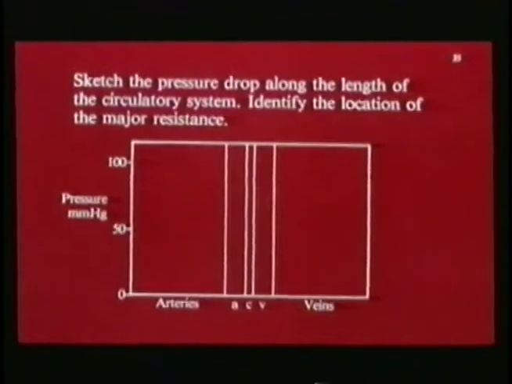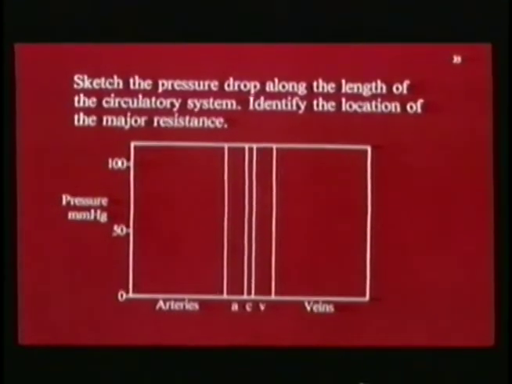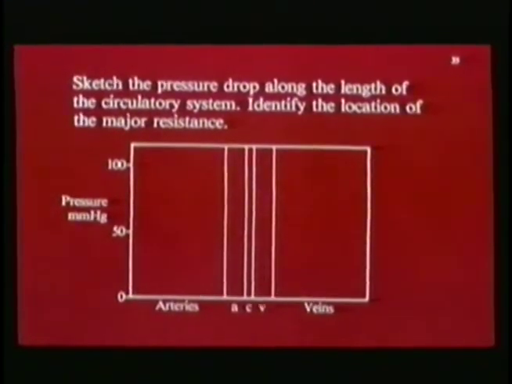35. Sketch the pressure drop along the length of the circulatory system. Identify the location of the major resistance.